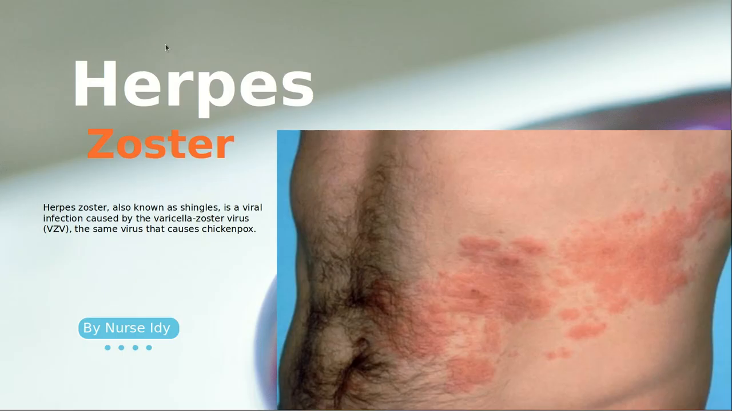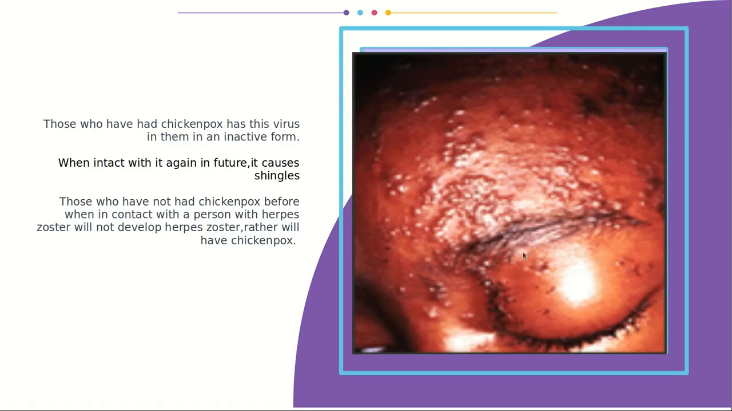So what is Herpes-zoster? It's also known as shingles, a viral infection caused by the varicella-zoster virus, the same virus that causes chickenpox. As you can see from this diagram, it mostly occurs on one side of the face or one side of the body, like this. This one is the one on the face. As you can see, these blisters, they're very painful.